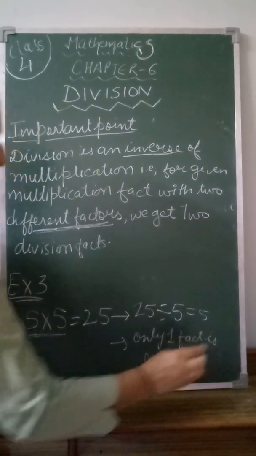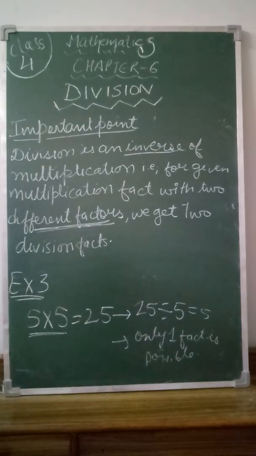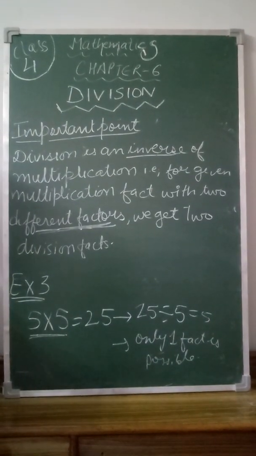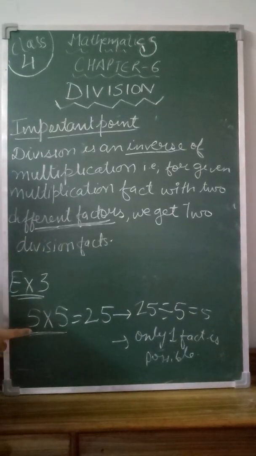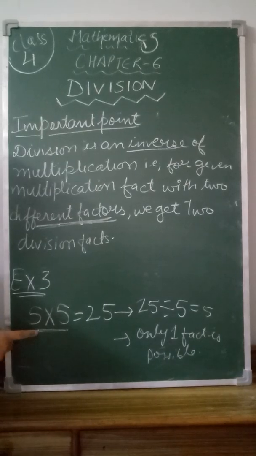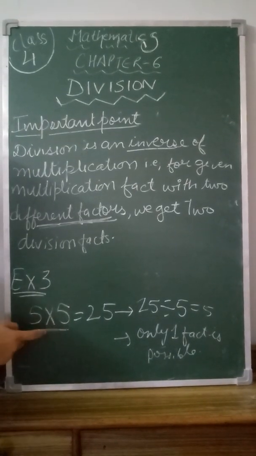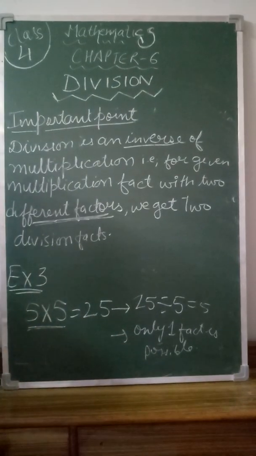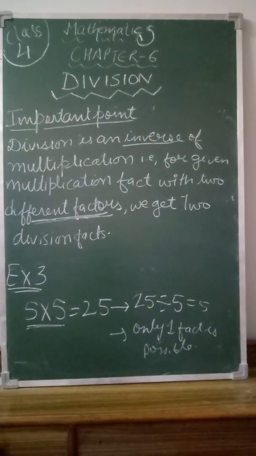So three different types of questions are given on the topic division is an inverse of multiplication. If two different factors are given, then two division facts are there. If 0 is there, then only one, and the second is not possible. And in the third example, when both the numbers are the same, then only one division fact is possible.